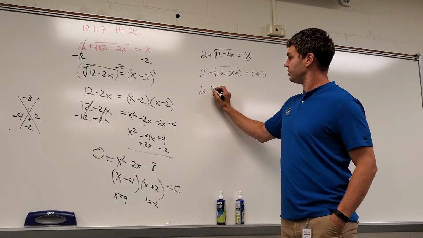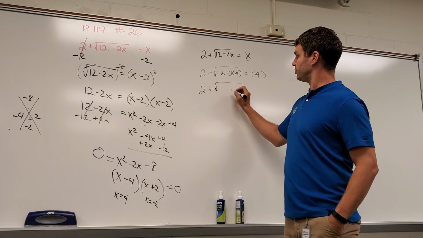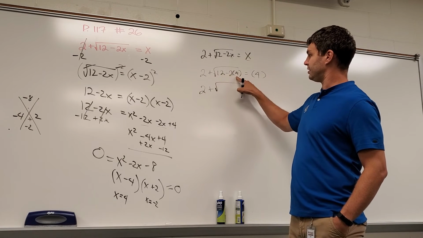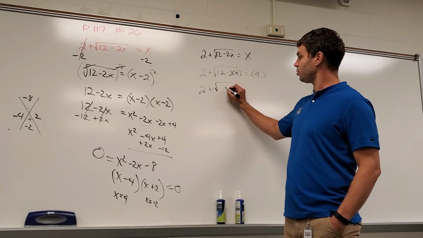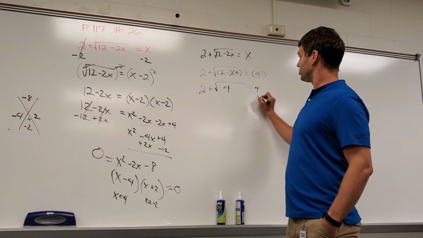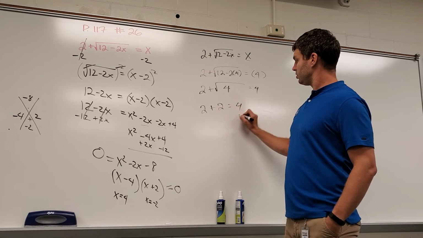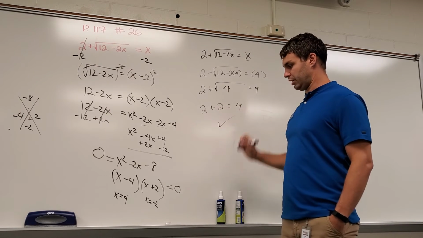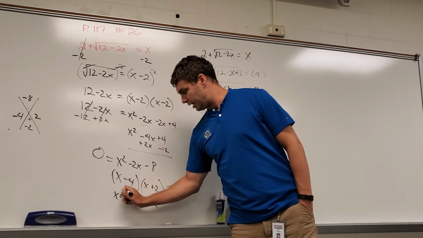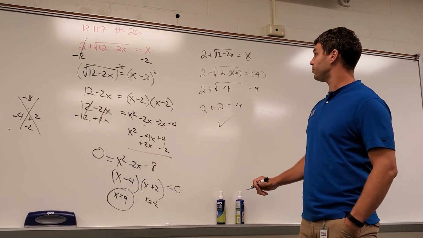Let's do that. 2 plus the square root of 12 minus 8. 12 minus 8 is 4, equals 4. And this is going to be 2 plus the square root of 4, which is 2. 2 plus 2 equals 4. That one works. Okay, so x will equal 4.